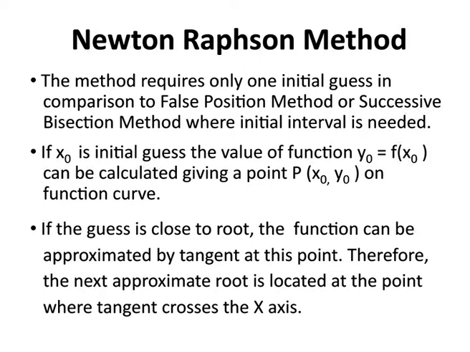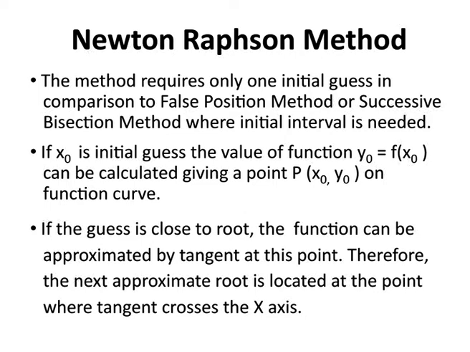A better method is the Newton-Raphson method, and in this method we will have better convergence, and of course, we will have only one initial approximation to start the method. This is better than the successive bisection as well as the false position method. The initial approximation is suppose x 0 and the corresponding value is suppose y 0. So, that gives us a point P x 0, y 0 on the function graph.